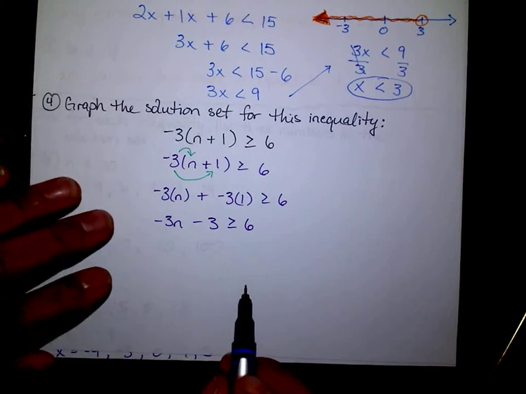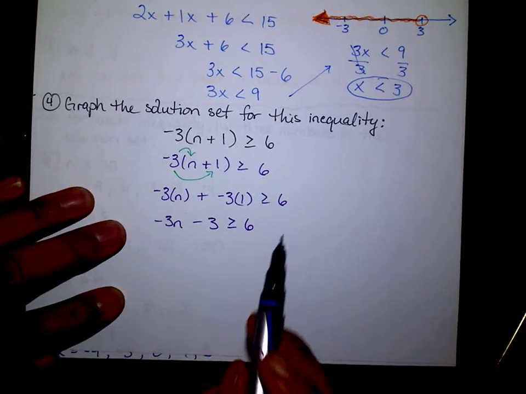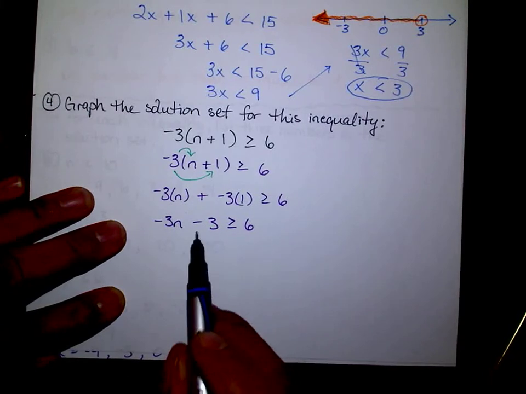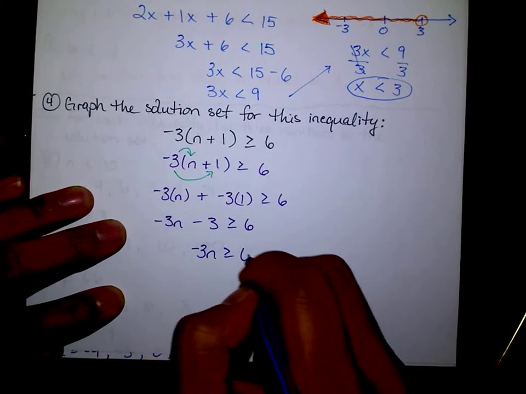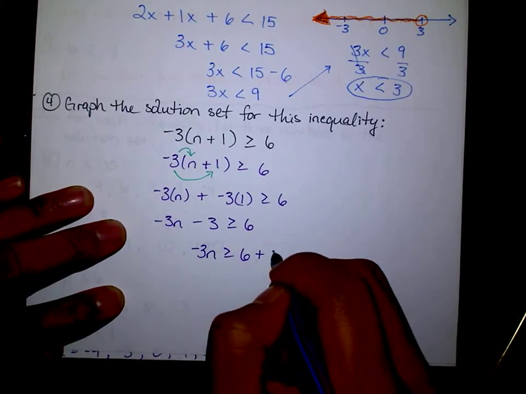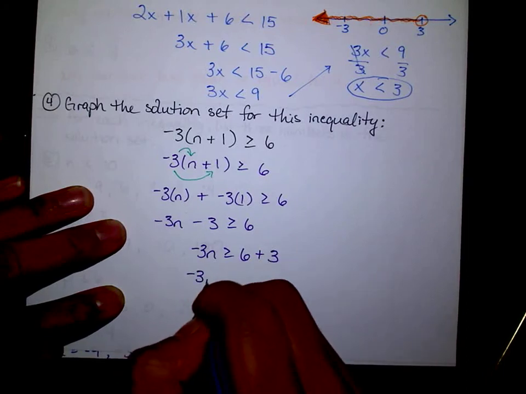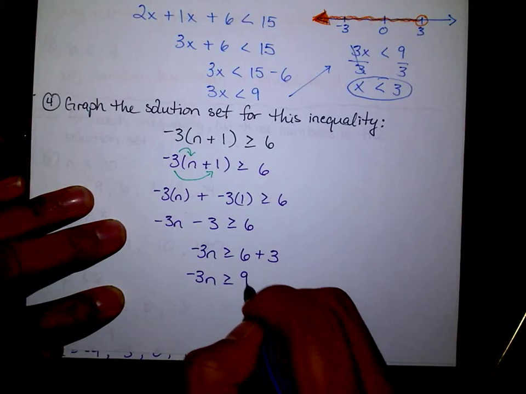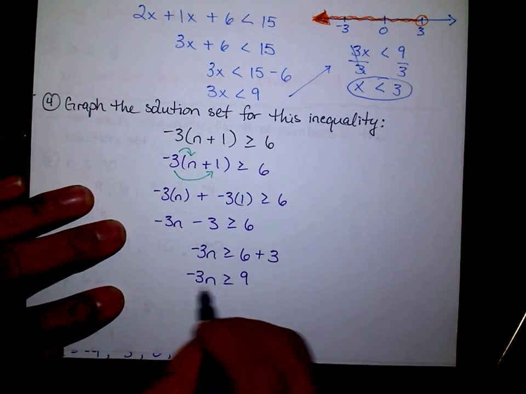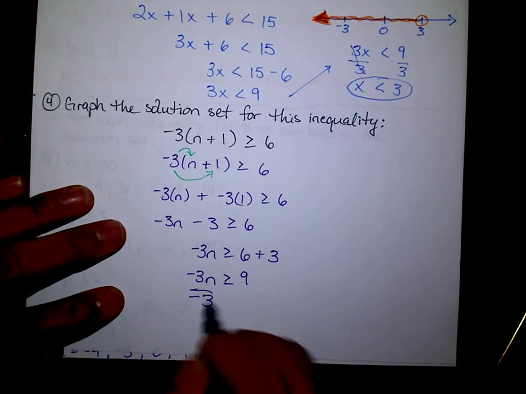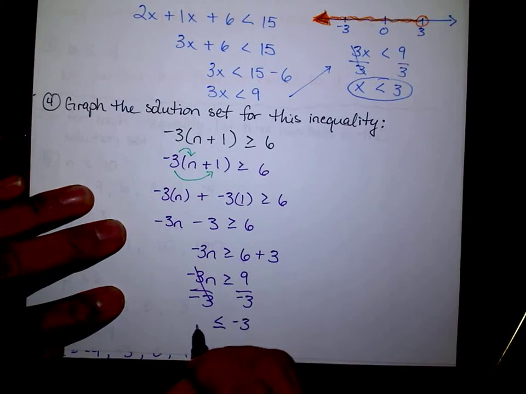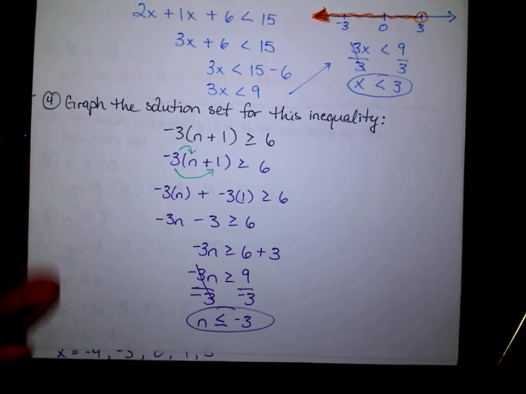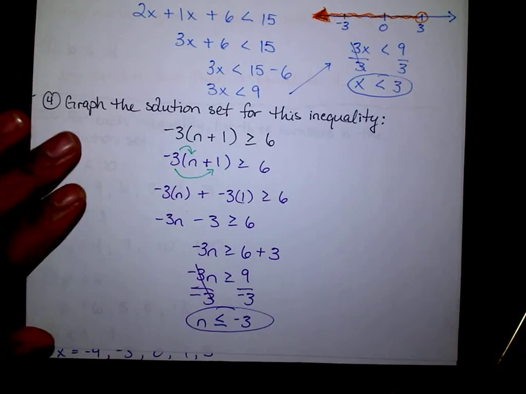Alright. When I get ready to move this over here, it's going to become positive because right now it's negative, and we do the opposites. Okay? So negative 3n greater than or equal to 6 plus 3. Simplify that. Negative 3n greater than or equal to 9. Now I'm going to undo multiplication with division. Divide by negative 3. Since we divided by a negative number, remember that we have to switch our signs. That's going to be negative 3. That's n.